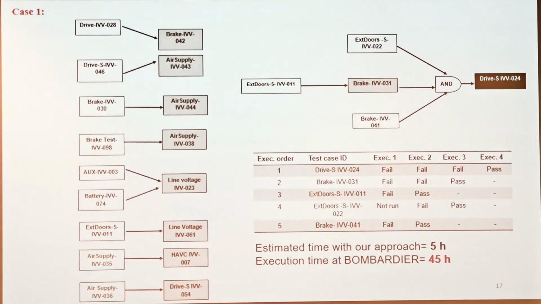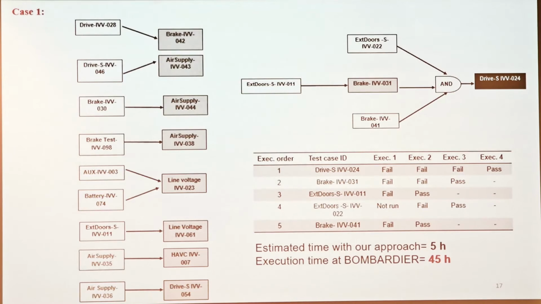Here we have an example. These test cases are for a project at Bombardier Transportation, and we checked and monitored the result for these test cases. As I said before, different colors represent different shapes of dependency. White nodes here are independent test cases. These test cases are not dependent on any other test case. You can execute them. You don't need to execute one test case before.